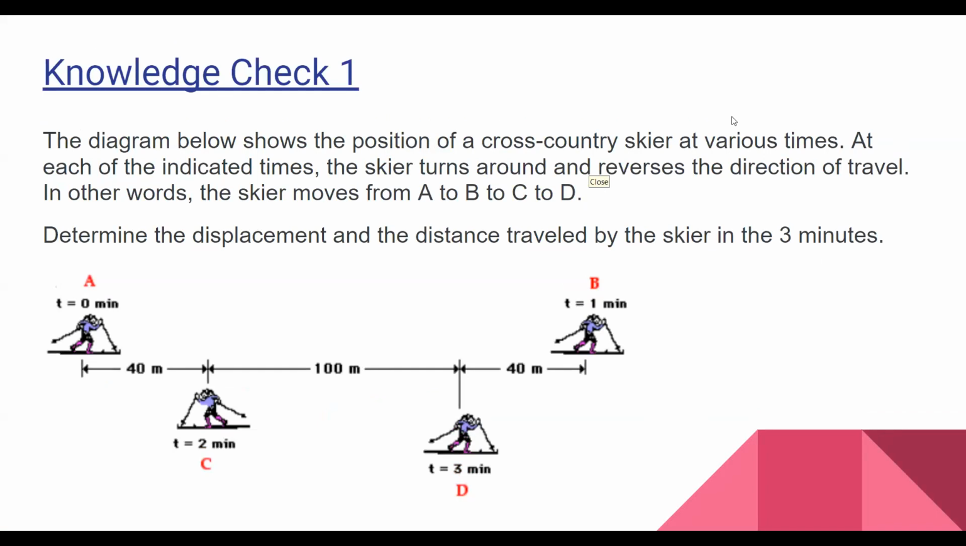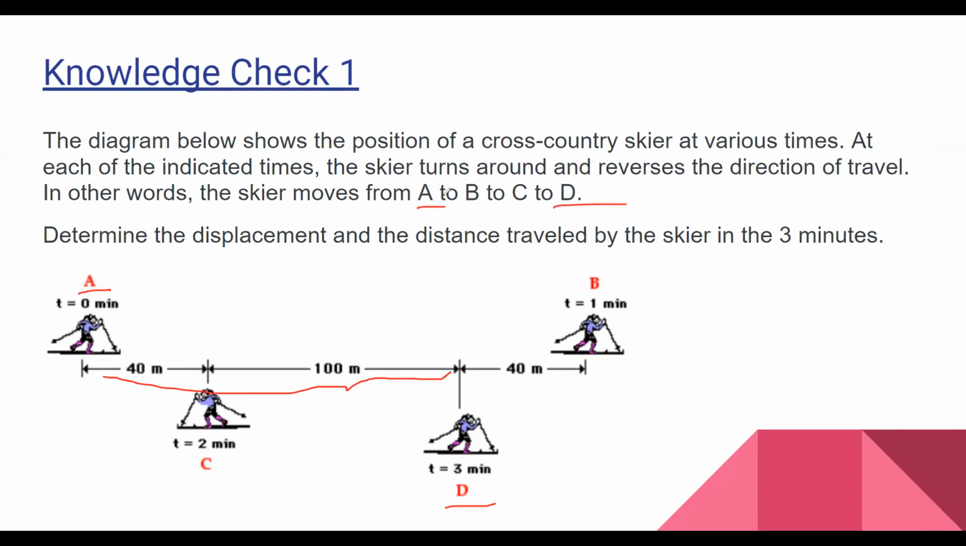I think most people got that the displacement is 140, because the only things that matter when you're considering displacement are the first and final position. And we know from the problem that the first position is A and the final position is D. So you just add up the two lanes here.